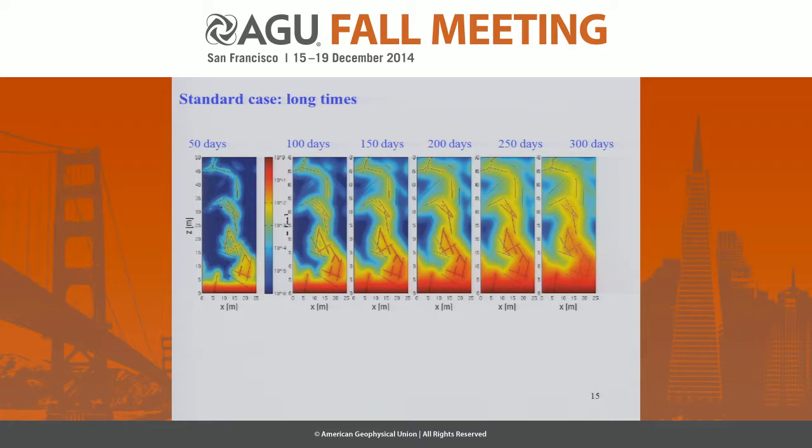So let us have a look at the standard case again for long time, so 50 days. You see, so vertical coordinate, horizontal coordinate, and concentration field. 100 days. So these are, say, pictures at a given time. And what you see is that you have a double evolution of the concentration field. You have an evolution around this percolation path here. And you have an evolution here.